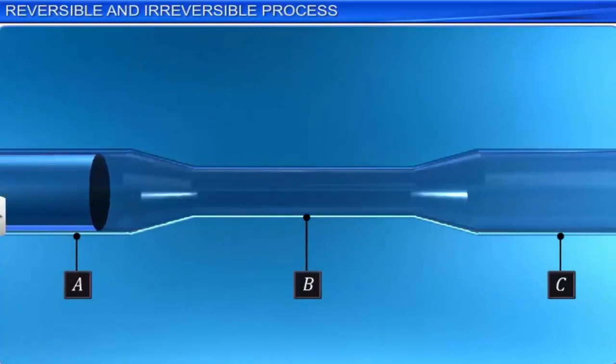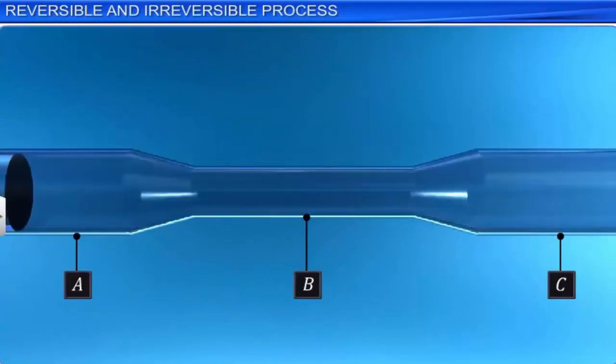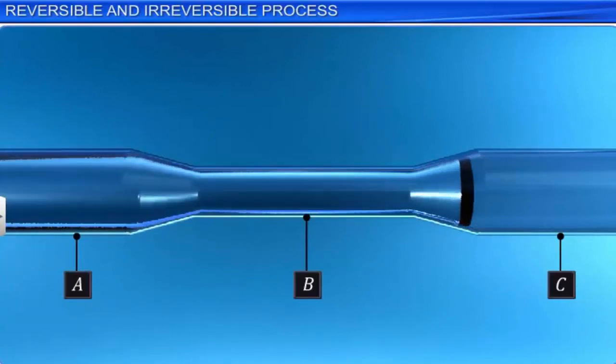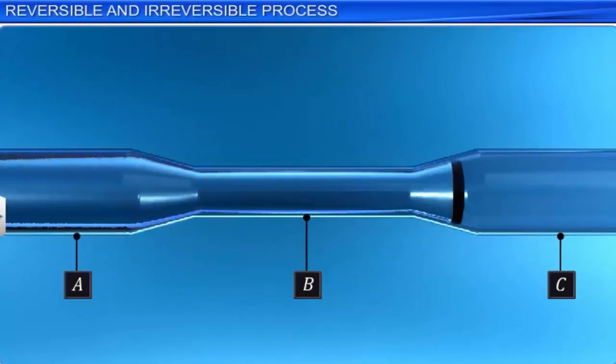Because of the dissipative effects due to friction, viscosity, etc., complete reversibility is not possible. As we can only minimize the effects of dissipative forces and cannot completely eliminate them, most processes in nature are irreversible.